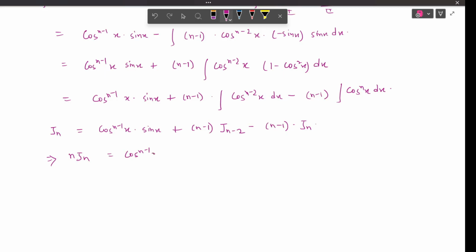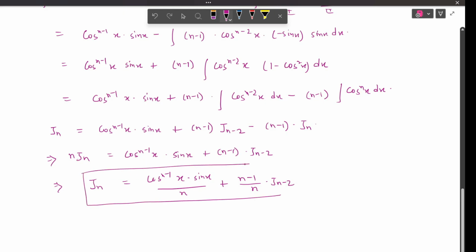Cos to the power n minus 1 x into sin x plus n minus 1 into J n minus 2. So ultimately we get Jn as cos to the power n minus 1 x sin x upon n plus n minus 1 by n into J n minus 2. That is the formula you have to remember. Okay.